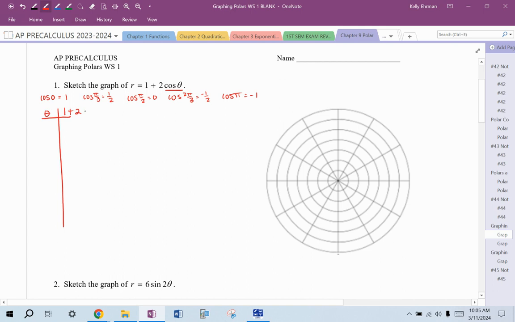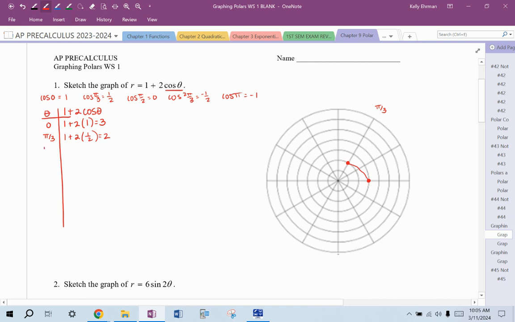We're plugging theta into 1 plus 2 cosine theta. And we always start at 0 no matter what r is equal to. So if I plug in 0, I get 1 plus 2 times cosine of 0 is 1. I get 3. It's a good idea to plot as you go. So face 0 and go 1, 2, 3. Here's our first point. Then we're going to plug in pi over 3, and we get 1 plus 2 times cosine of pi over 3 is 1/2. 1 plus 1 is 2. Face pi over 3 and go forward 2 units. So far we've got this graph going on.